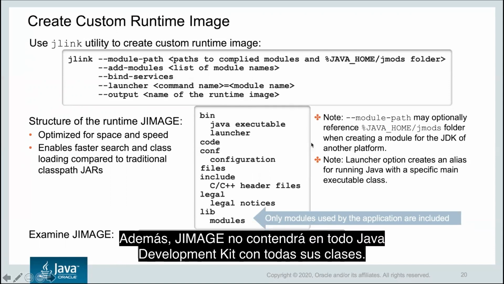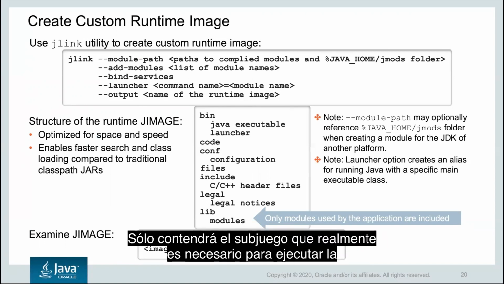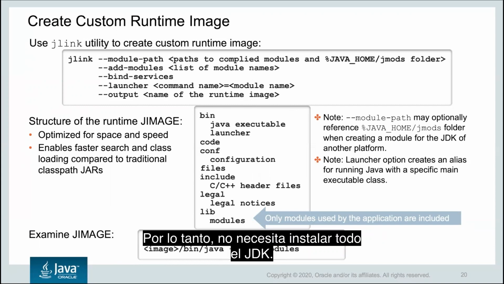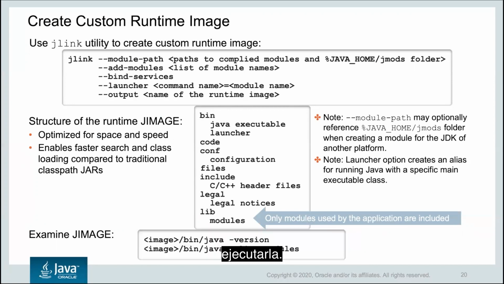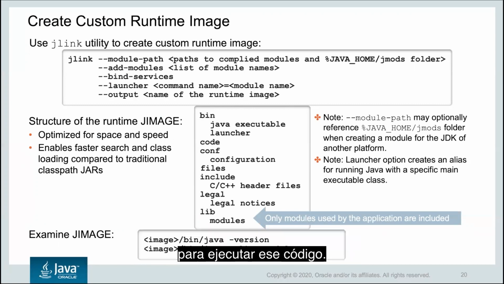Moreover, this JImage will not contain the entire Java development kit with all of its classes. It will only contain the subset which is actually required to run your application. So you don't need to install the entire JDK, you don't need to install all classes. You can package the application with the minimum required set that allows it to run. So whatever modules you have, whatever parts of the JDK you need to execute that code.